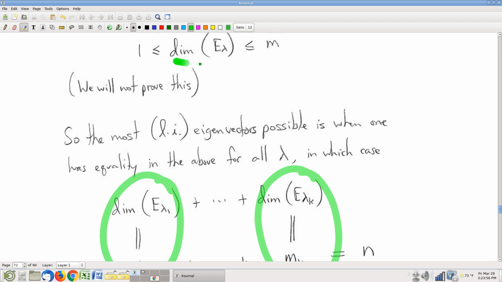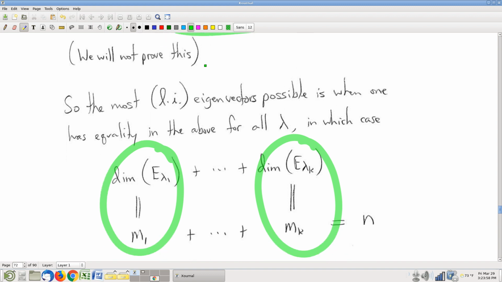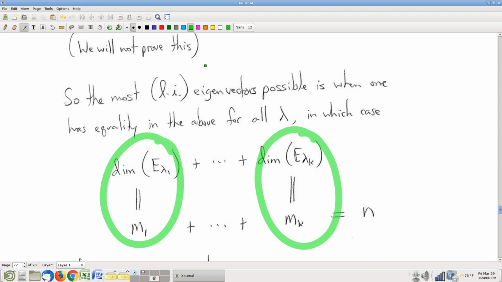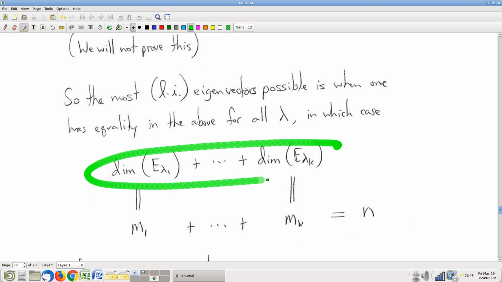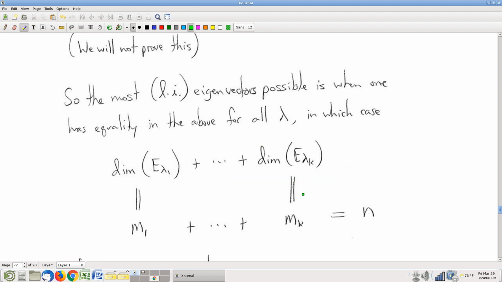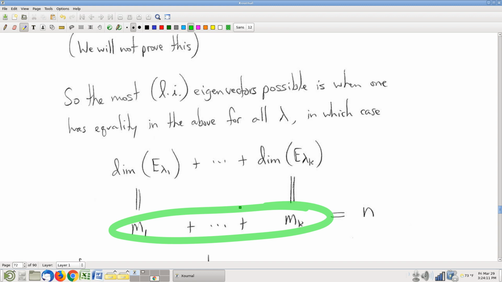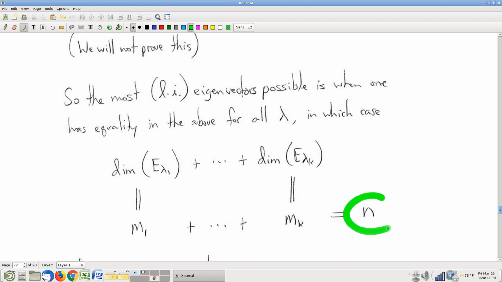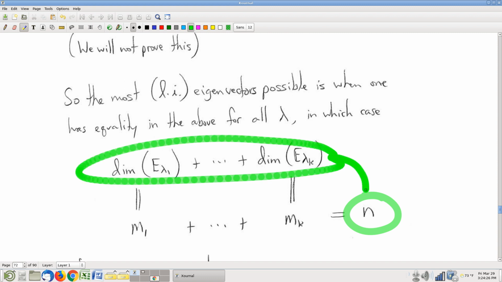Well, if in each case the best case is the multiplicity, that means that grand total, the total number of eigenvectors that you could possibly find, best case, is the sum of all the multiplicities of all of the roots. In other words, it's equal to the degree of the characteristic polynomial. In other words, it's equal to the number of columns in the matrix. So, nice conclusion. At most, your total number of eigenvectors is n.